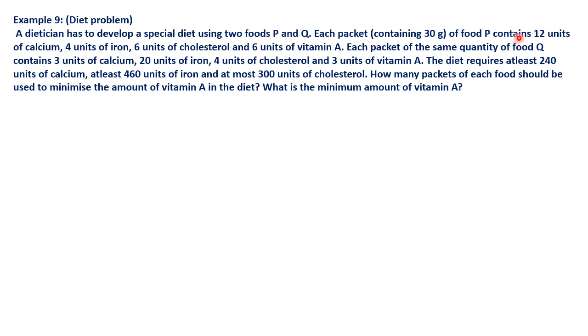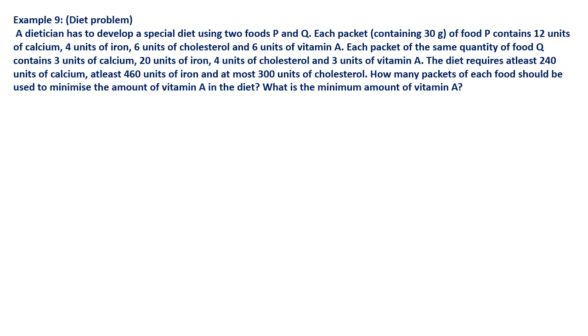And P contains 12 units of calcium, 4 units of iron, 6 units of cholesterol and 6 units of vitamin A. Four parts are there: first one is calcium, iron, cholesterol and vitamin A. So the unit requirement is given to us: 12 units calcium, 4 units iron, 6 units cholesterol, 6 units vitamin A. And in case of food Q, also 30 gram only, food Q contains 3 units calcium, 20 units iron, 4 units of cholesterol and 3 units of vitamin A.